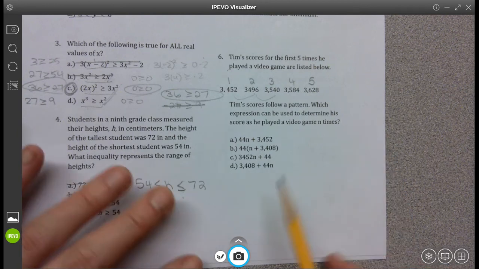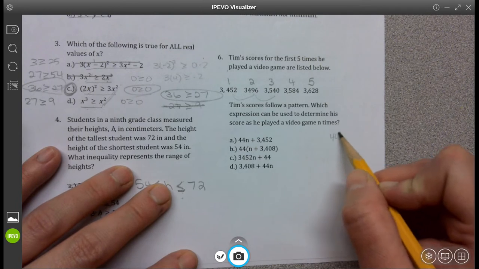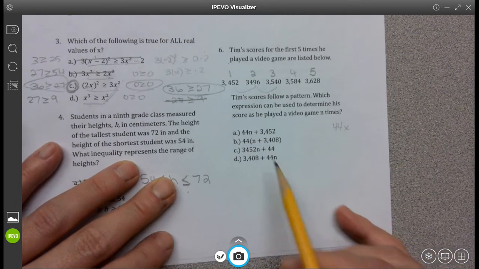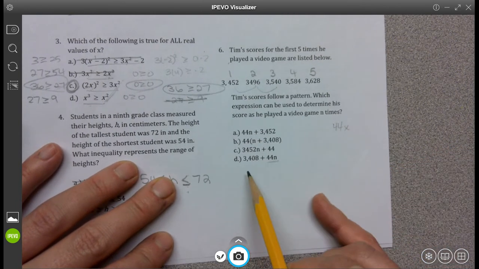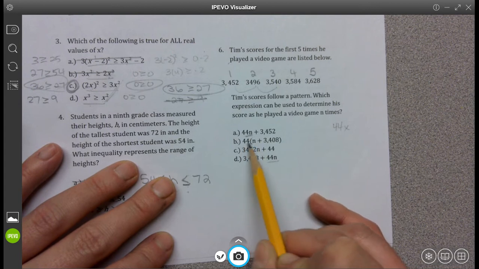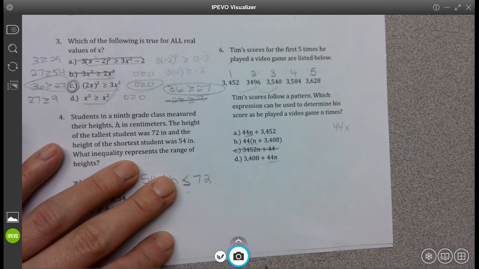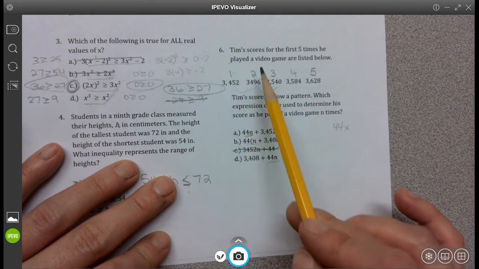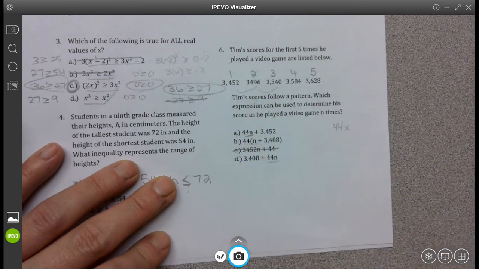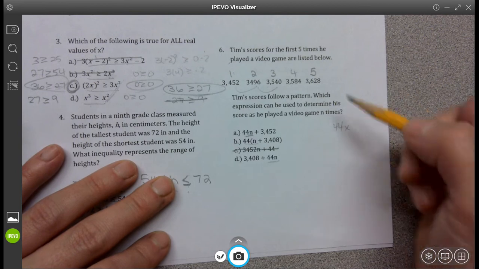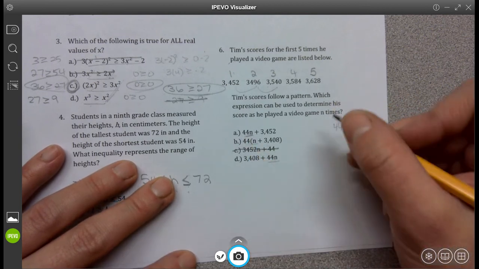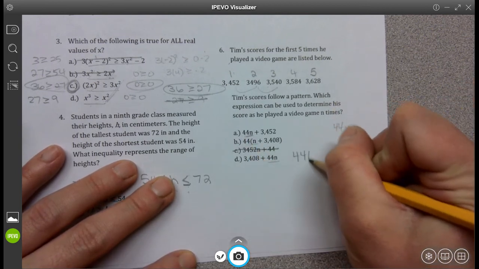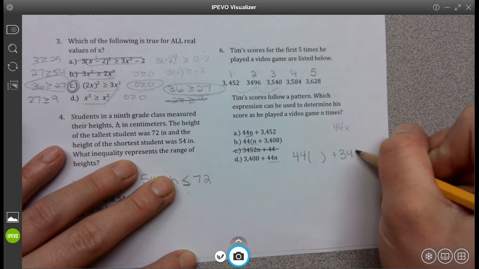44. So does anyone have a rate of change of 44, like 44x? Or 44n, okay. That has 44n. That will have, okay, so it's not this one. All right. So we also have to see if I plug in a 1 or if I plug in a 2, I should get the outputs of each of these. So let's try with 44n plus 3452.